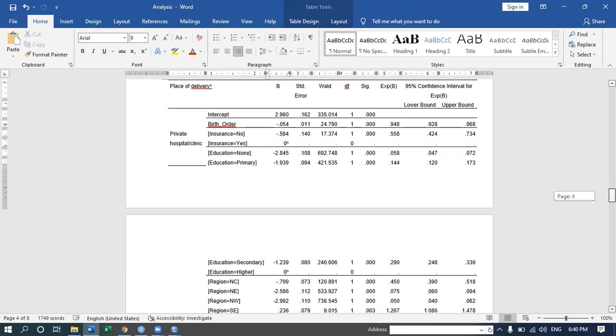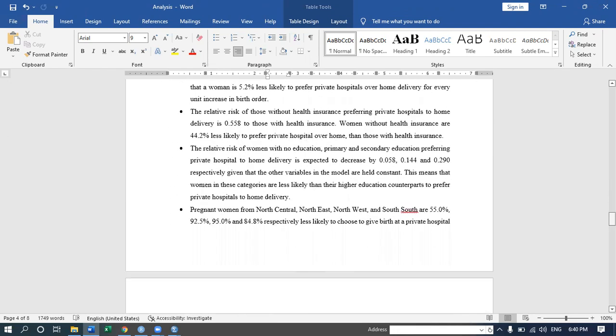So let me show you. I interpreted the three together. The relative risks of women with no education, primary and secondary education, preferring, remember we're doing private hospital to home delivery, is expected to decrease by this, and this, respectively. You can do it one after the other, but to me, I prefer doing them together, because I'm comparing the three education levels to higher education. I will state the relative risks at once and put respectively.